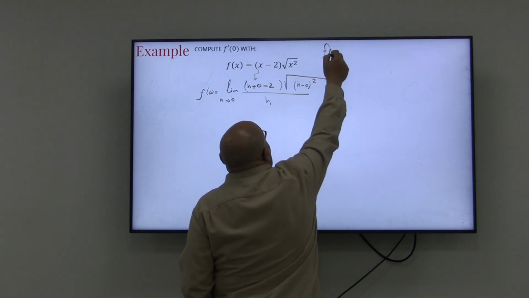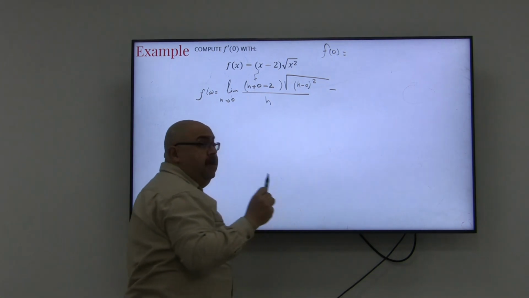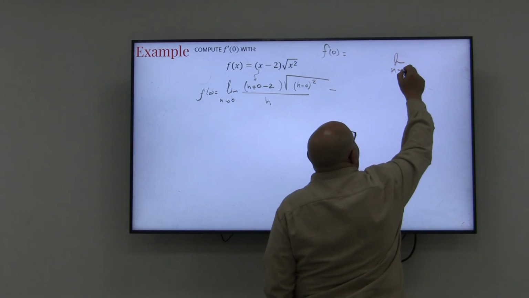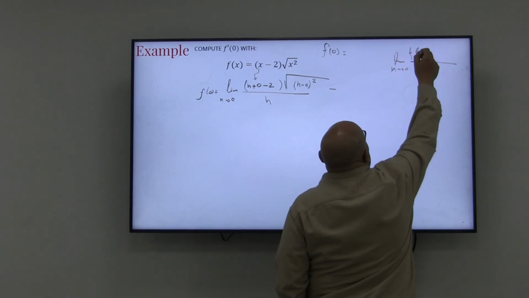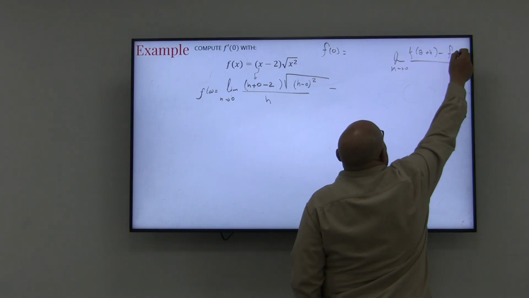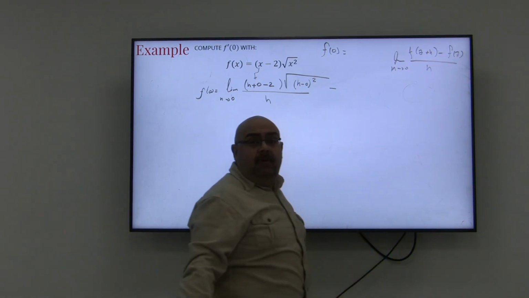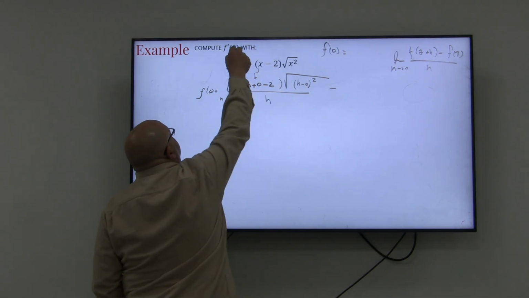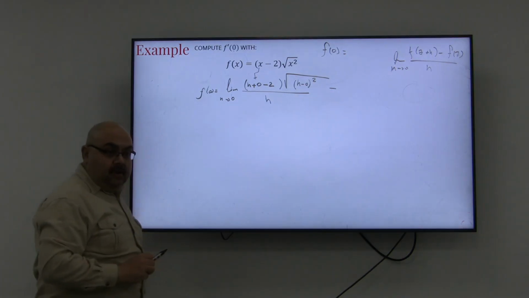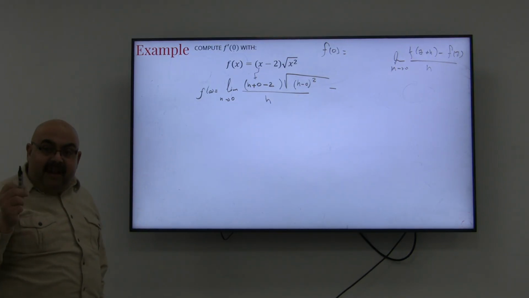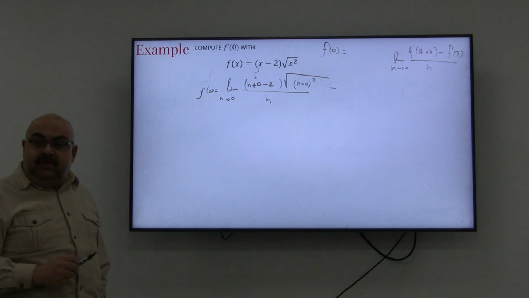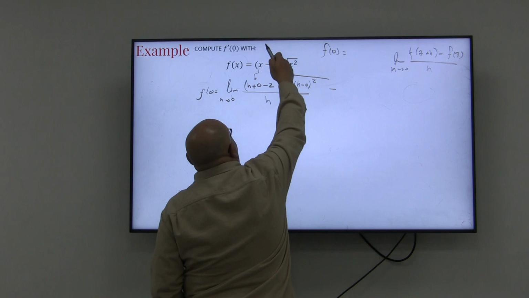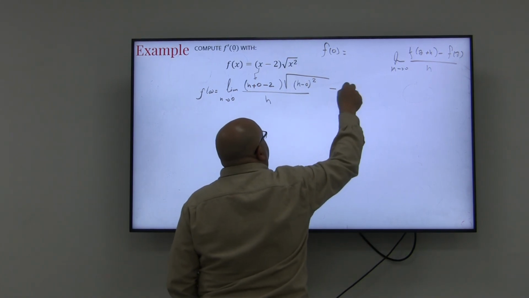Just a second. f at 0. What does the law say? It says the limit as h tends to 0 of f of a plus h minus f of a over h. Isn't that the law? Okay, this value is h plus 0 because I'm evaluating at 0, so a is 0. Minus the value of the function at 0. The value of the function at 0 is 0 minus 2 times 0. So the value equals 0.